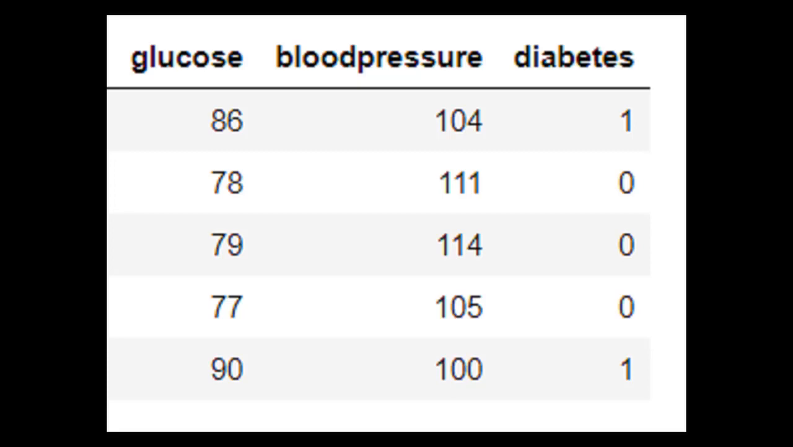In this tutorial, we are going to predict the likelihood of diabetes in a patient using his or her blood pressure and glucose level. Therefore, the independent variables or features are glucose level and blood pressure, and the dependent variable or label is diabetes. A value of 1 indicates diabetes and 0 indicates no diabetes. A snapshot of the sample data is shown on your screen. The top 5 rows of the data with glucose, blood pressure, and diabetes is displayed.